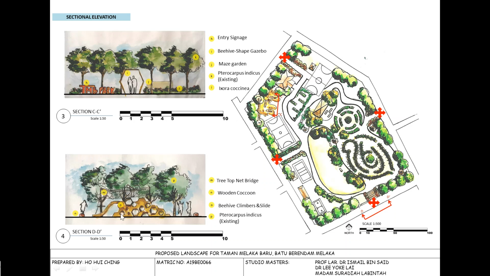Yeah, so for the children adventure area, all these elements, like what I mentioned just now, are inspired by cocoon and beehive. So yeah, you can see here there will be a treetop net bridge constructed above the tree trunk area, whereby they can just cross the area. And then the beehive climbers and slide is inspired by rock climbing as well. So I make it into a beehive shape, as well as the wooden cocoon here, so they can just play around in this area. So yeah, I think that's all for my presentation, and thank you for watching this video.